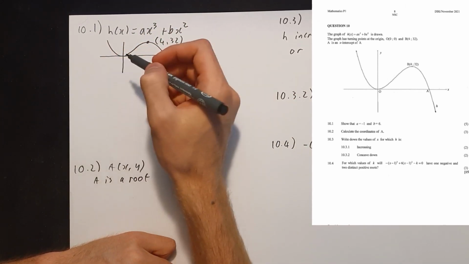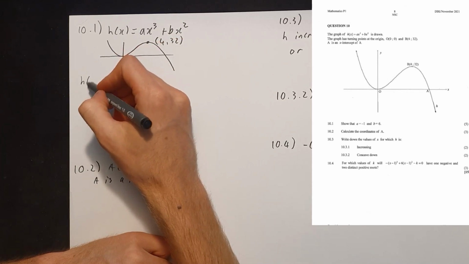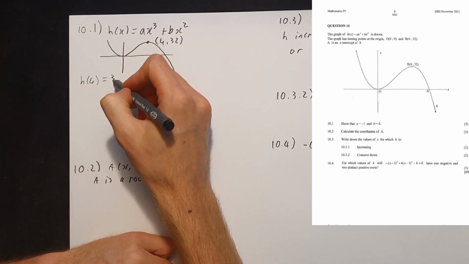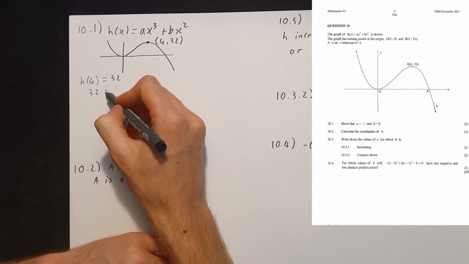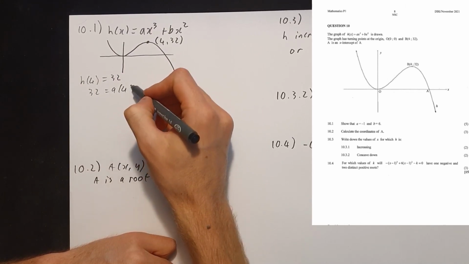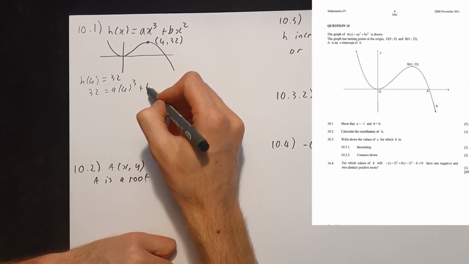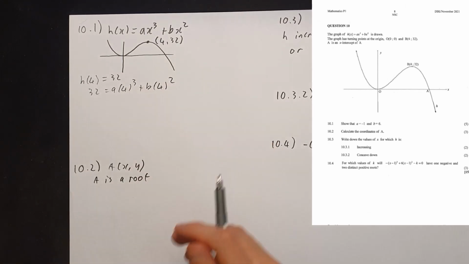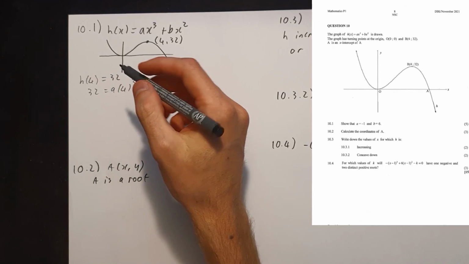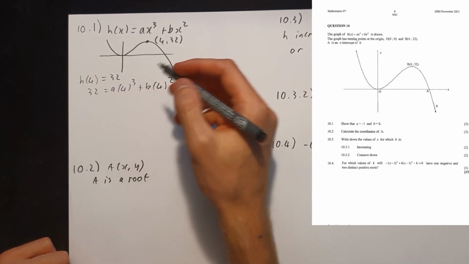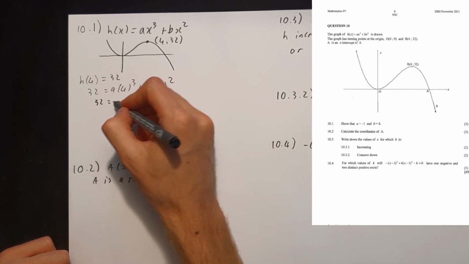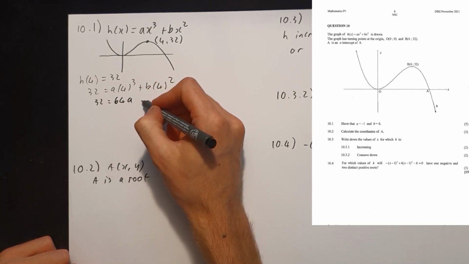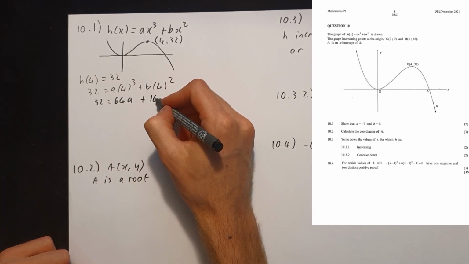So we can find h of 4, which equals 32. So 32 equals a times 4 cubed plus b, and then we're doing 4 squared. Okay, and if you sort that out, 4 cubed gives you 64. So 32 equals 64a plus 16b.